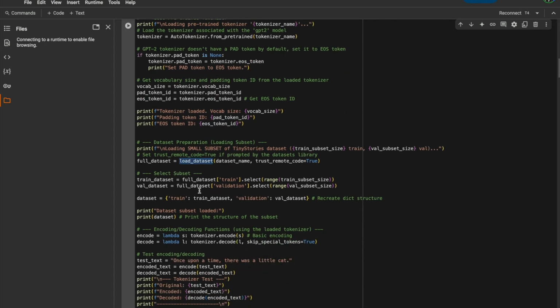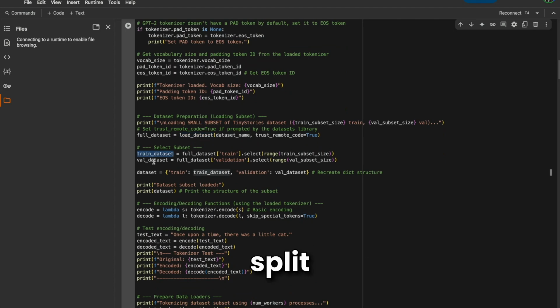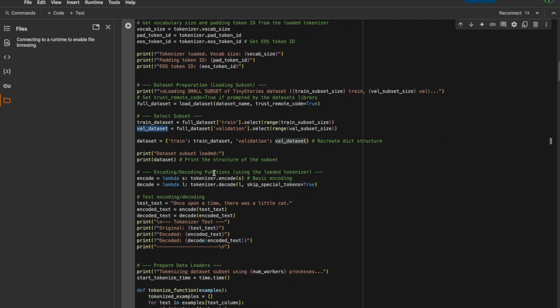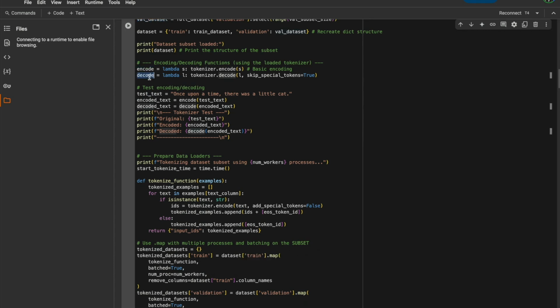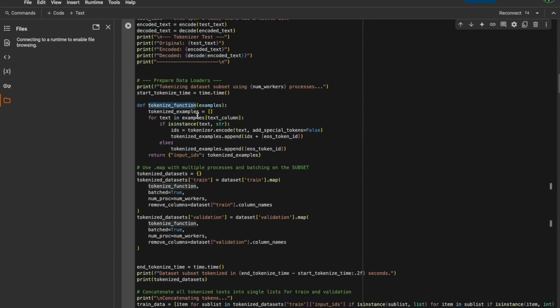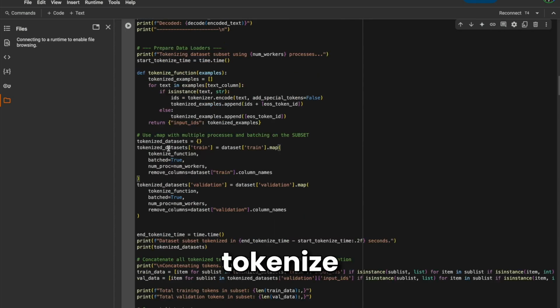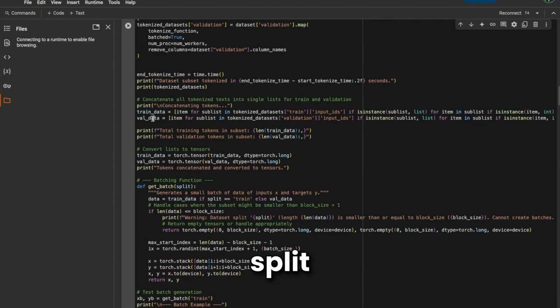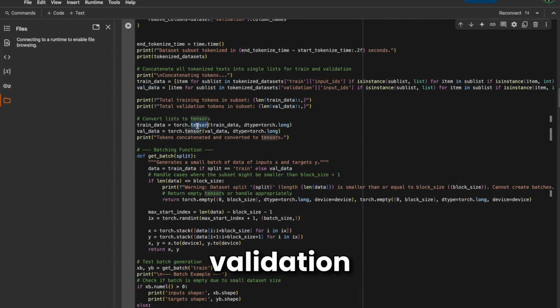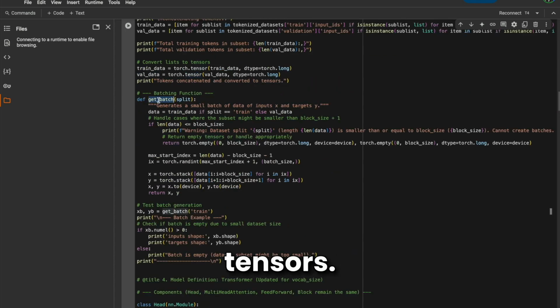Okay, so then we load the full dataset. We split it into train and validation datasets. Then we define encoding and decoding functions so that we can tokenize the dataset. So we have the tokenized datasets for training and validation, and we convert them to tensors. And we have this batch function where we get the input and output so that we know what inputs should correspond to what output.